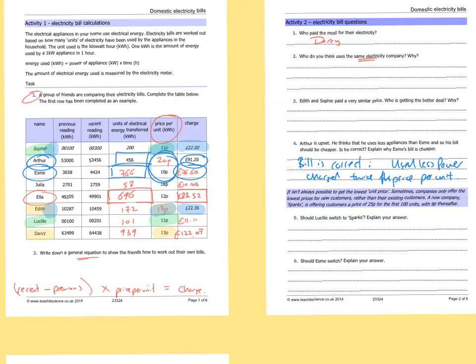So let's look at Lucille. Lucille is currently using 101 units, and it costs her at the moment £11.11. If she were to switch, she would have to do so for the first 100 units. It would cost her 25p each, which would be 100 times 25, 2,500p, or £25.